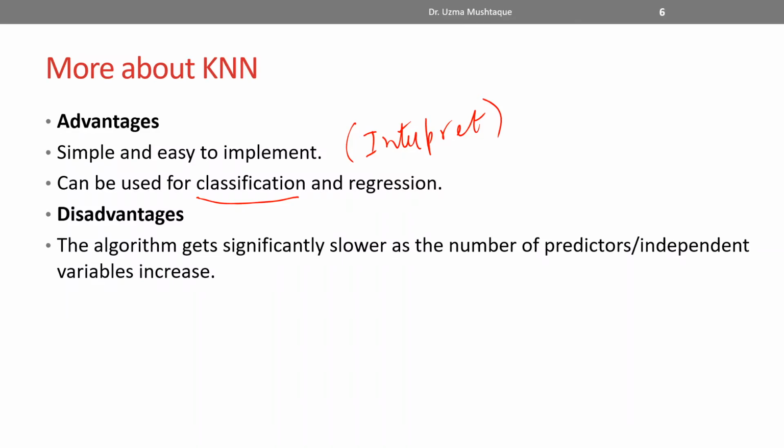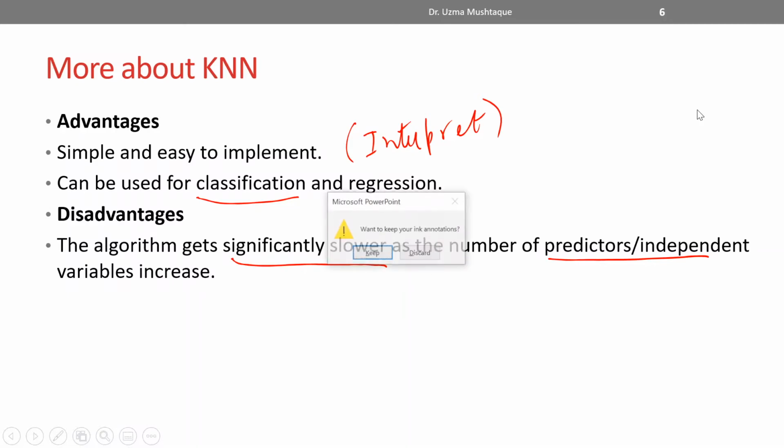And one of the disadvantages is that the algorithm gets significantly slower when the number of predictors is high. And you can tell why, because the Euclidean distance becomes tedious to calculate in higher dimensions, right? So that's why it becomes really slow. Okay, so this was about the k nearest neighbors. Let's look at the implementation.